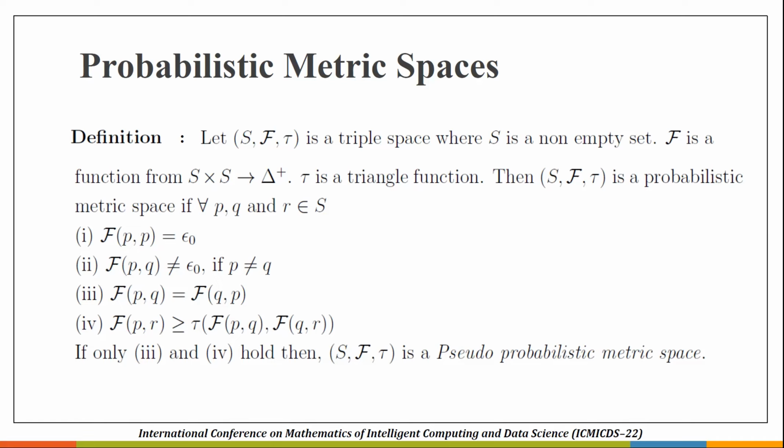And instead of the triangle inequality in the usual metric space, here we consider the Menger inequality, that is F_PR greater than or equal to the triangle function tau of F_PQ and F_QR. If only the third and fourth conditions are true, the space is also called a pseudo probabilistic metric space.